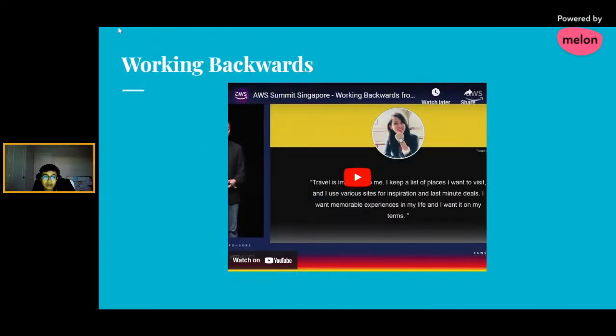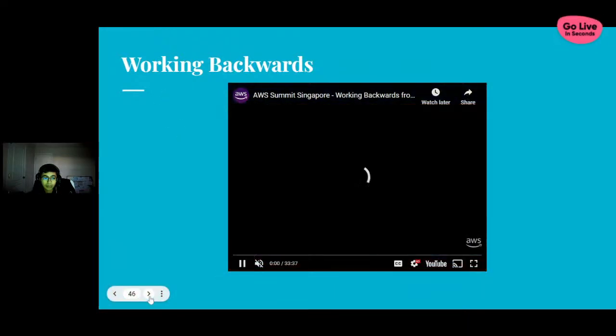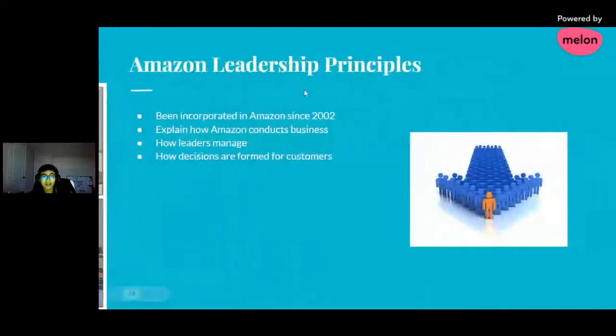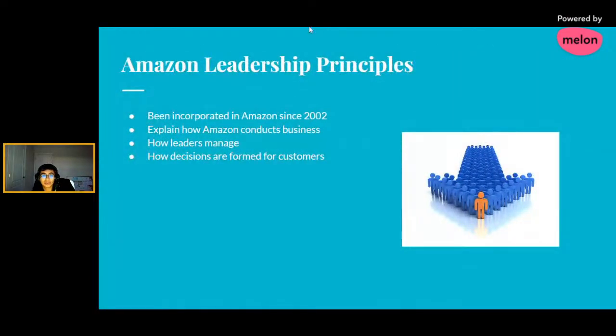Here is a video that will be linked below about the working backwards process. And here is an example of a visual as discussed before. Incorporating visuals, as said, can make it easier for the customer or consumer to understand, as well as being more visually appealing. Next, the Amazon leadership principles.